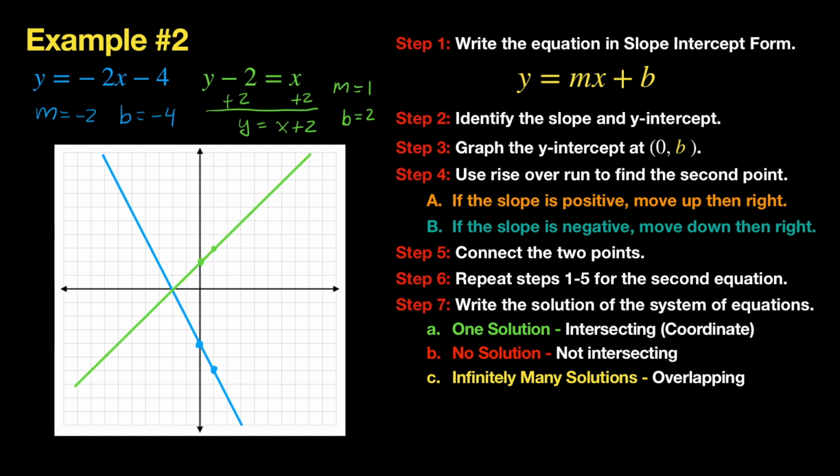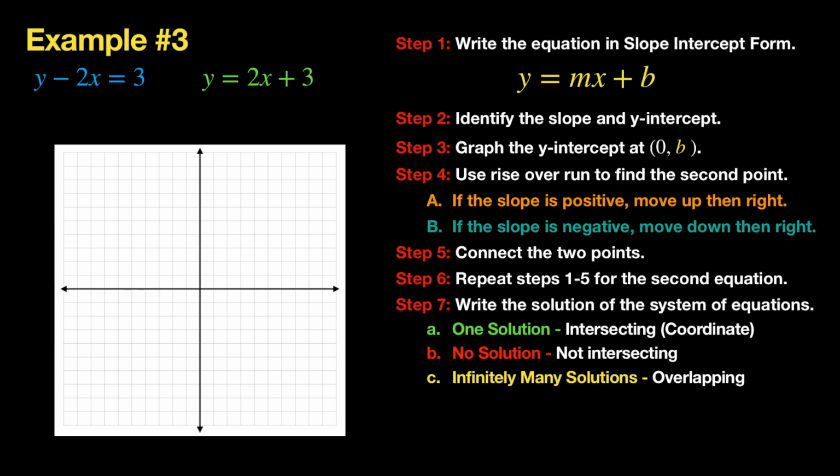Now to find the solution, we need to figure out if the lines intersect at one point, they don't, or they overlap. And in this case, they do intersect at one precise point. And that point is going to be at x is -2 and y is 0. So our intersection is going to be at (-2, 0). And that is the answer for this system.